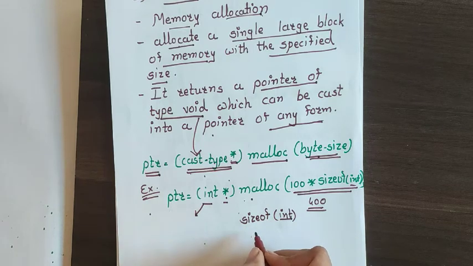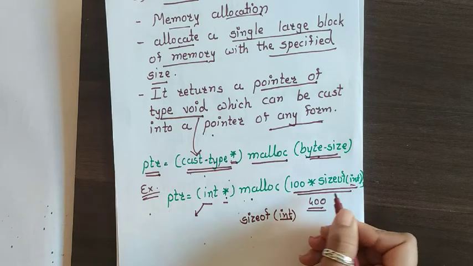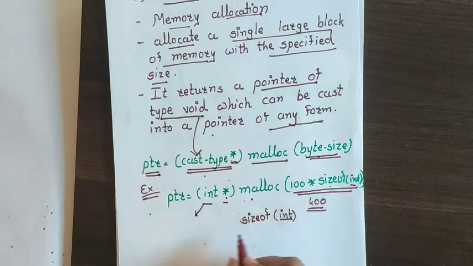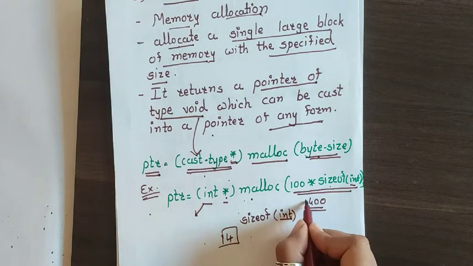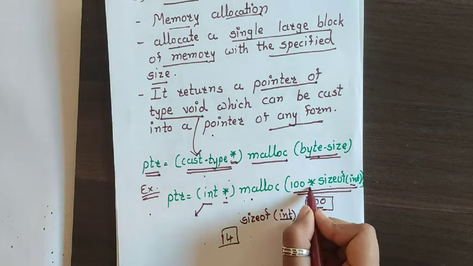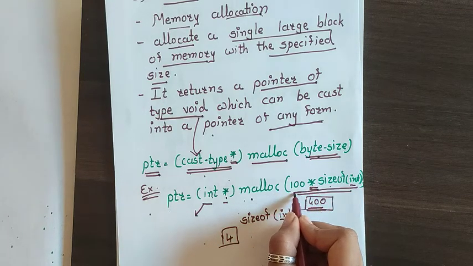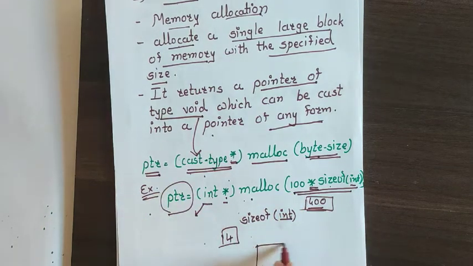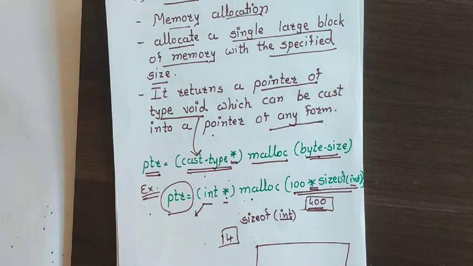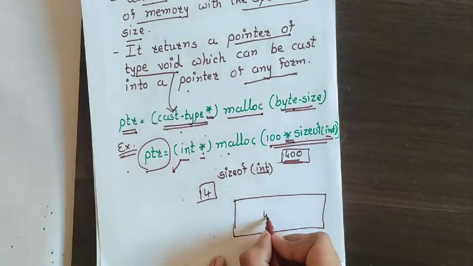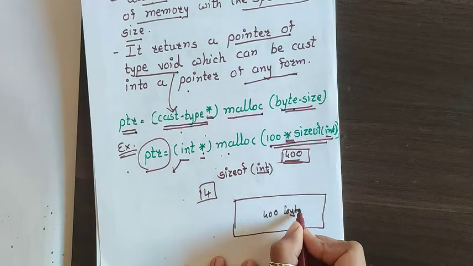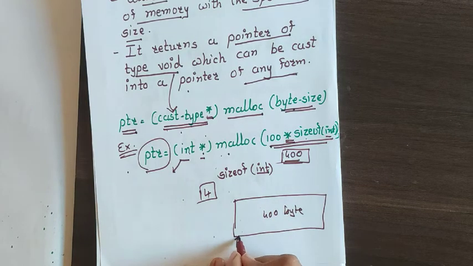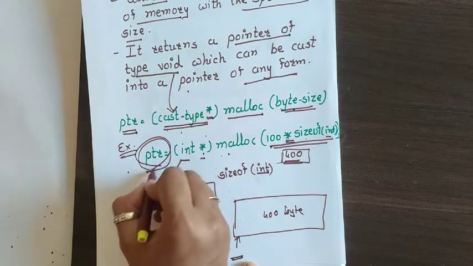If I write sizeof character or sizeof float, it will return the same way. Now sizeof integer means it will return 4. But what I need is the size 400, right? So I am multiplying this with 100. That means this will return a block of memory of size 400 bytes, and the starting address is given to this PTR.